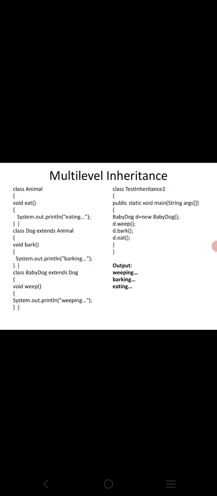So here my output is, first I have called d.weep, so it gets into the class baby dog. So the output is weeping. Next I have called bark. For bark, it enters into the class dog. So barking. Then e.eat, which enters into the class animal and prints eating.